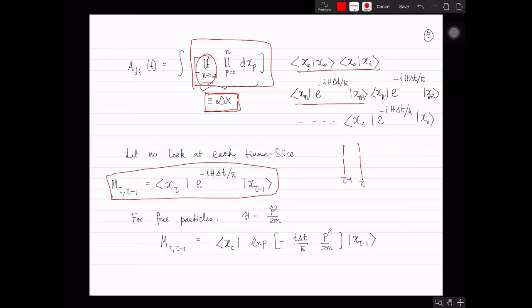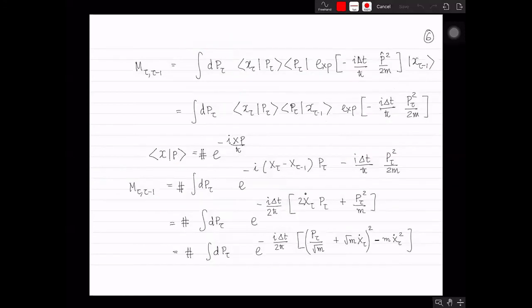So then, for a small time slice and a free particle, this is the Hamiltonian for a free particle, and I want to understand this. Okay. So the free particle Hamiltonian is not diagonal in real space, but it is in momentum space. So I need to introduce the full set of momentum eigenstates. I'm basically using basic quantum mechanics, so I'm not elaborating much.